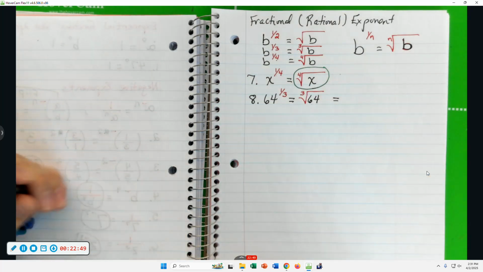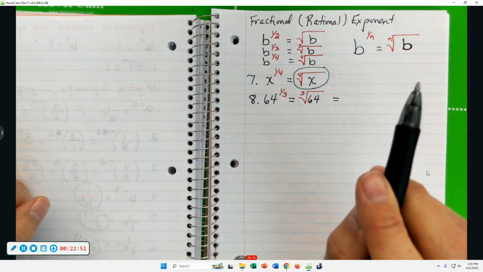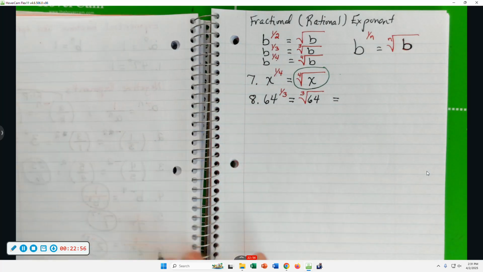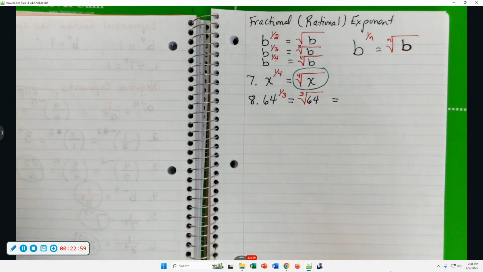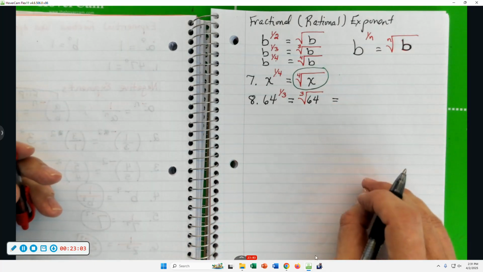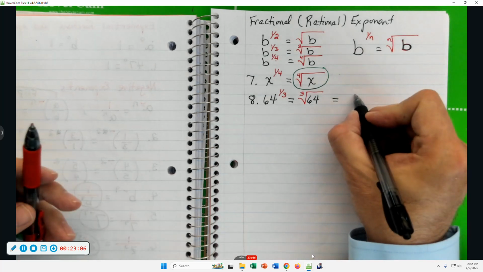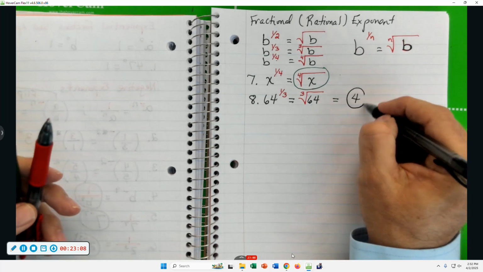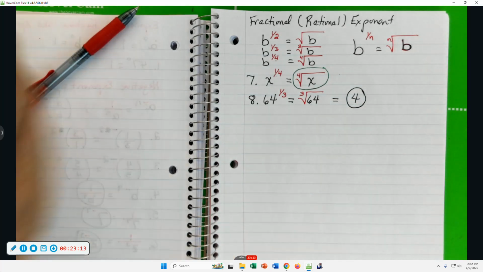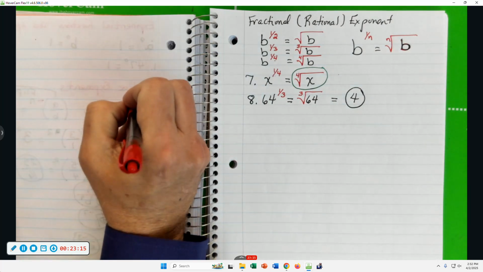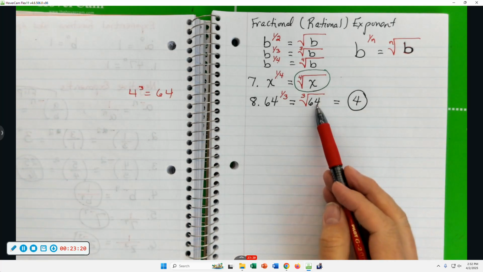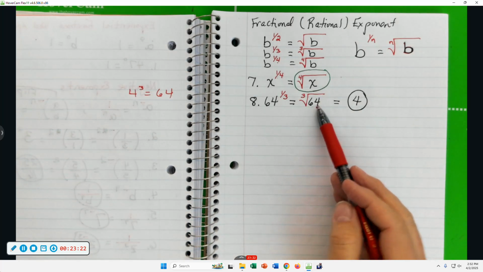Ask yourself. Don't say 8. The square root of 64 is 8. But what number do you cube to give yourself 64? 4. I agree with that. 4 times 4 is 16, times another 4 is 64. And that's because 4 cubed is equal to 64. What number can you cube to give yourself 64?